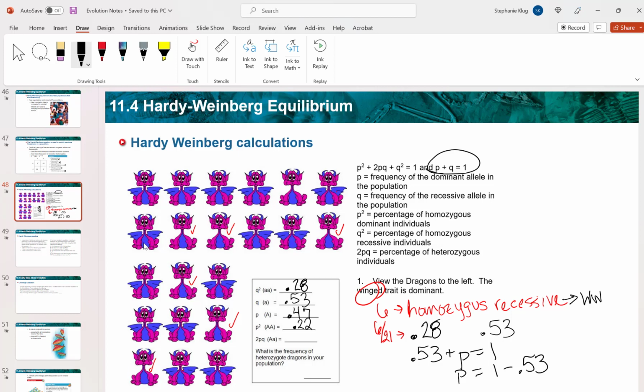So we take P squared. Here's our formula now. Hold on, let me eliminate that. Here's the formula we're going to use now. P squared is 0.22, plus 2PQ, which is 2 times 0.47, the P, times 0.53, the Q, plus Q squared, which is, nope, 0.28.